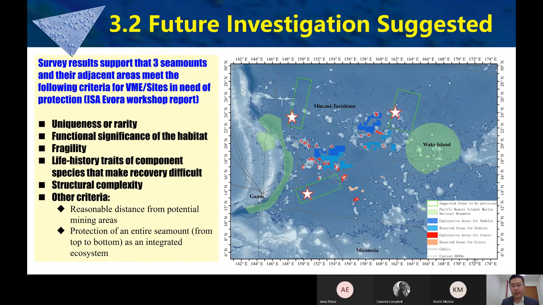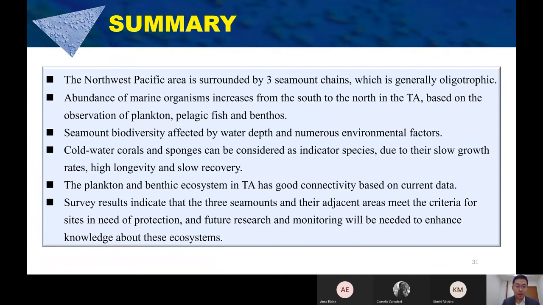Summary: the North Pacific area is surrounded by three seamount chains. Abundance of marine organisms increased from the south to the north. Seamount biodiversity is affected by water depth and environmental effects. Cold water coral and sponge can be considered as indicator species. The plankton and benthic ecosystem in the Triangle area has good connectivity based on the current data.